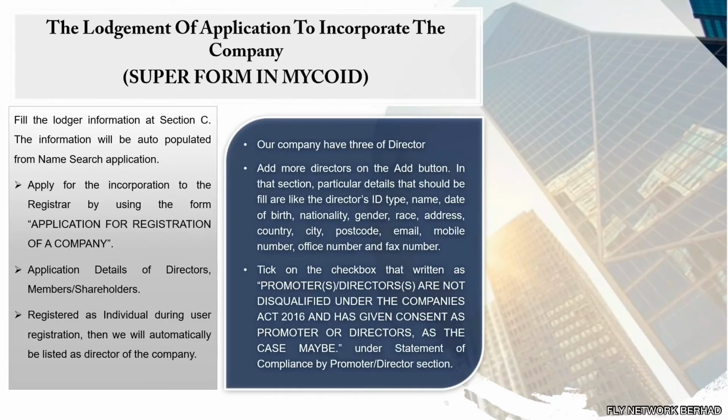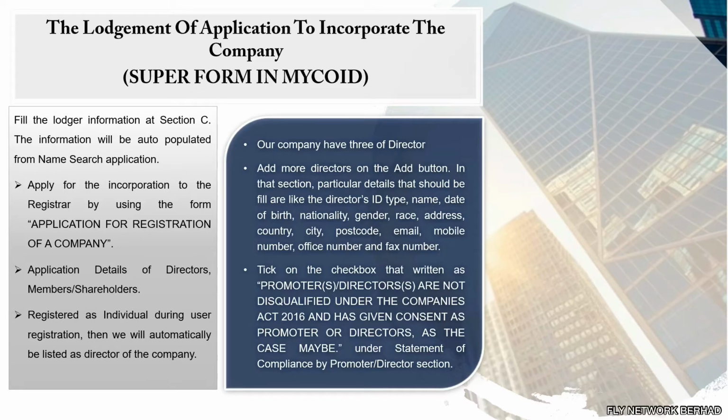In MyCoID, we need to fill in the lodger information at Section C in the super form. We need to apply for incorporation to the registrar by using the form of application for registration of a company. Next, the application details of directors, members or shareholders. If they registered as an individual during user registration, then they will automatically be listed as director of the company.